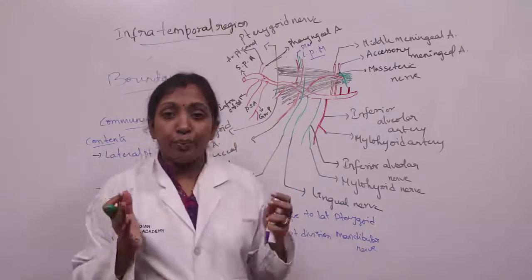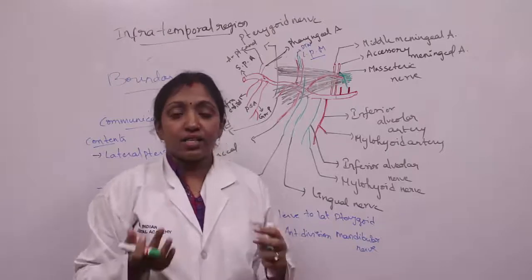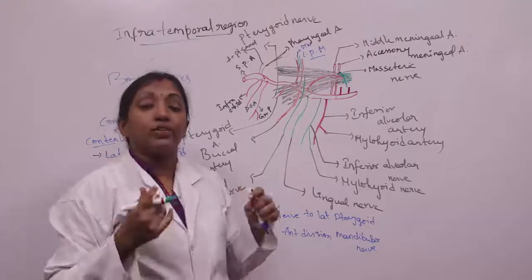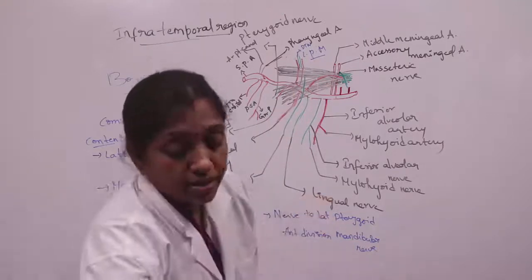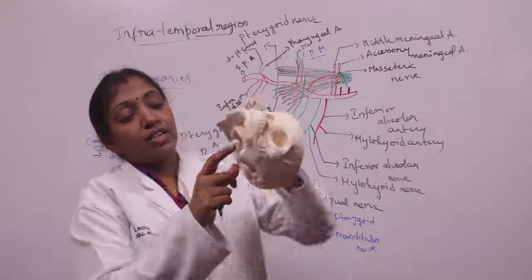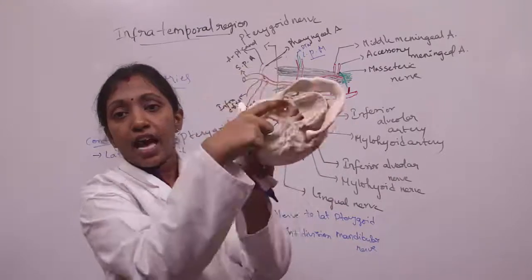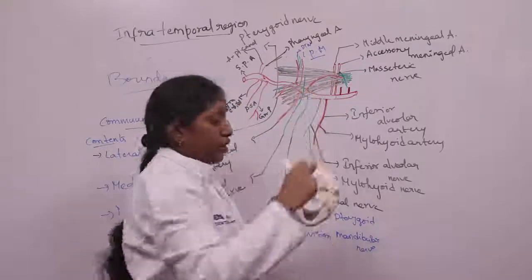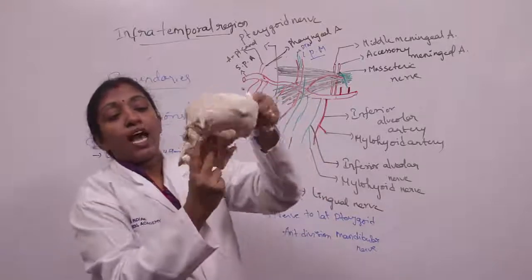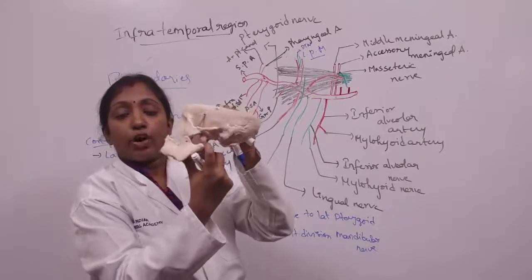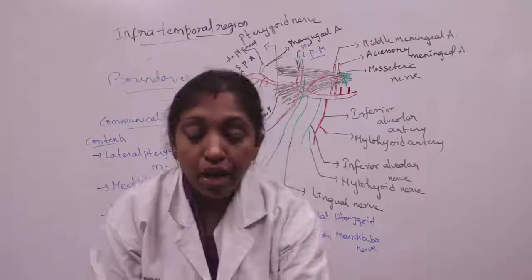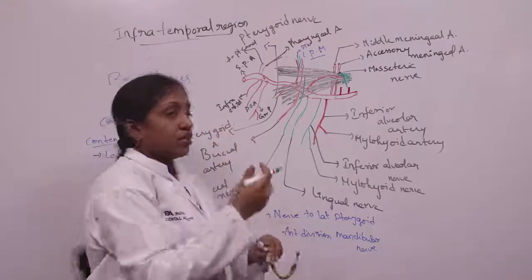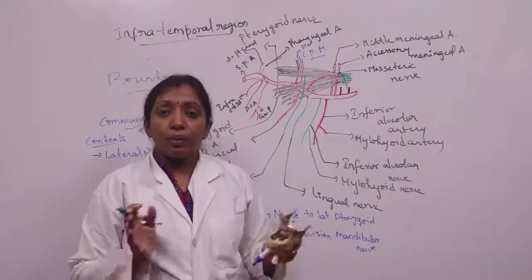Lateral pterygoid muscle is an important muscle of mastication. It has two heads, upper head and lower head. Upper head arises from the infratemporal surface and infratemporal crest of the greater wing of sphenoid. This is the infratemporal surface and infratemporal crest of the greater wing of sphenoid, and the lower head arises from the lateral surface of the lateral pterygoid plate. Both heads are inserted to the pterygoid fovea at the depression of the neck of the mandible.